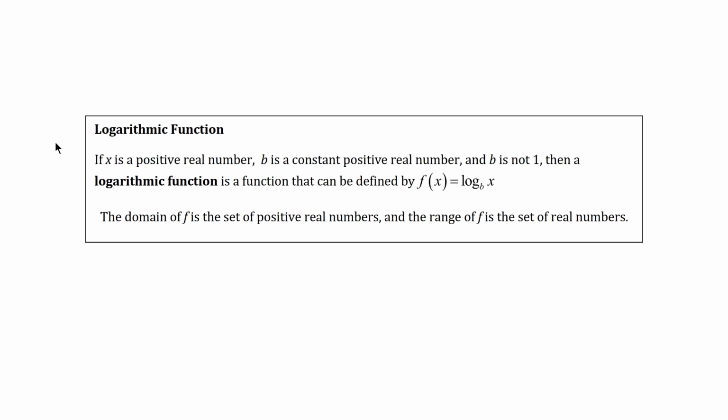Next, we have the definition for a logarithmic function. It states here, if x is a positive real number, b is a constant positive real number, and b is not 1, then a logarithmic function is a function that can be defined by f of x equals log base b of x. The domain of f is the set of positive real numbers, and the range of f is the set of real numbers. In the next example, we're going to go over the graph of a logarithmic function.